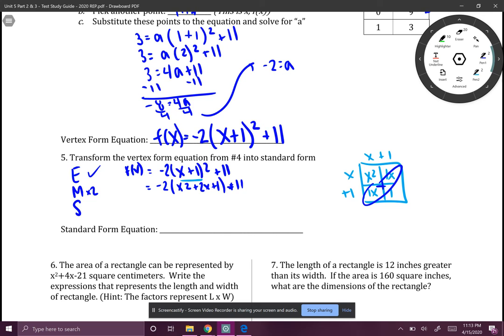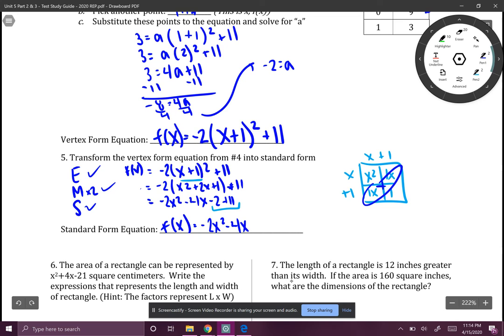Now let's multiply. We are going to multiply negative 2 times all the terms. So negative 2 times x squared is negative 2x squared. Negative 2 times 2x is negative 4x. Negative 2 times 1 is negative 2, plus 11. That was our multiply. The last step is simplify, so we're going to combine like terms. And these two terms here are the two that are alike because they both don't have an x value. So our final answer is f of x equals negative 2x squared minus 4x, and negative 2 plus 11 gives us positive 9.